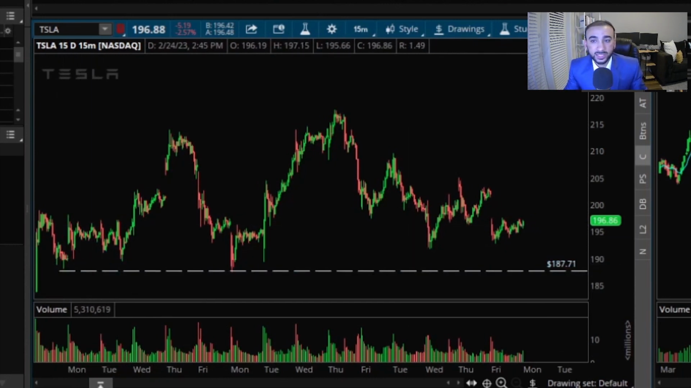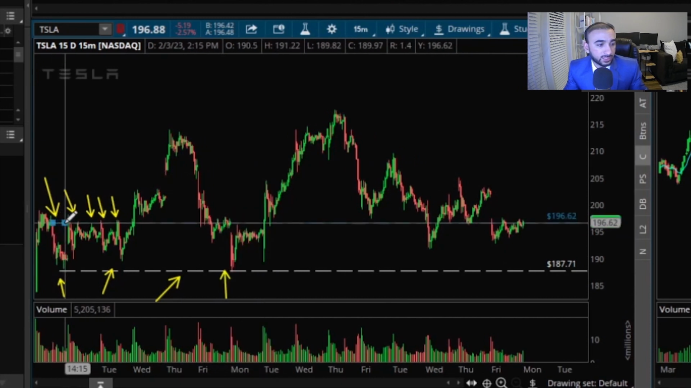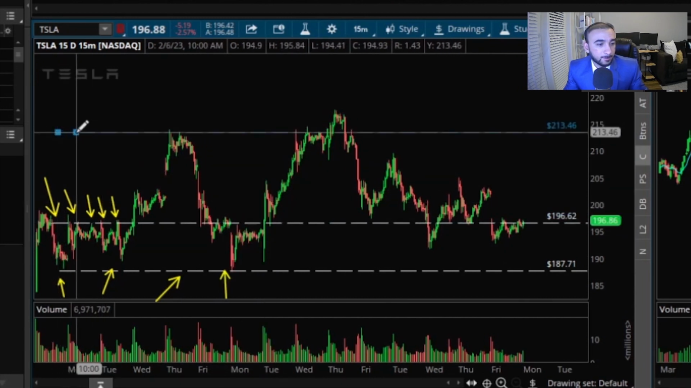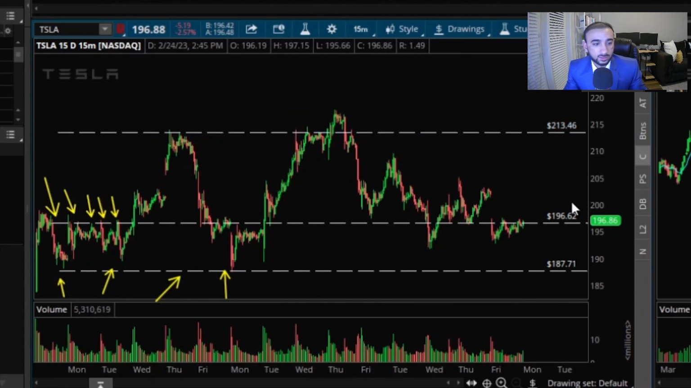So for example, right here, I've already identified these support levels. You see this, it's been bouncing, and then there's another resistance level right here, right? So what I do is, I find all those levels and then just draw a support line. Just like this, I draw a support line right here. So I see these are some levels, 213, 196, 187. These are potential support levels.